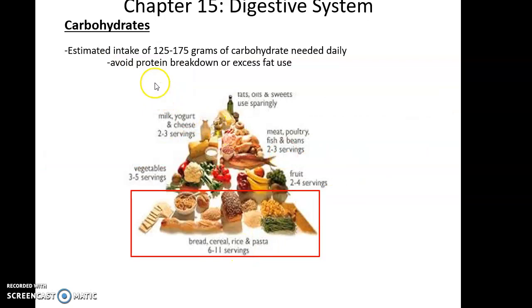Carbohydrates, you should eat apparently 125 to 175 grams daily. Eat too much and then you could end up building up excess fat. Don't eat enough and you end up having to break down proteins and amino acids to get those carbohydrates.